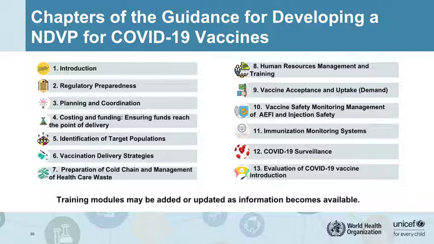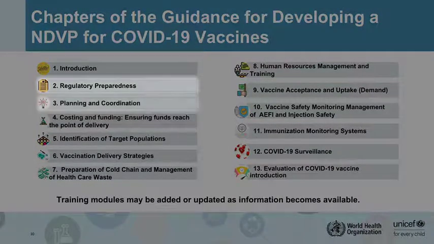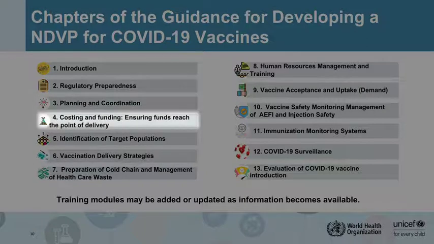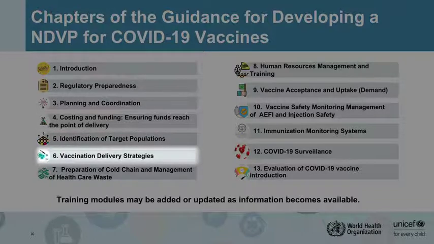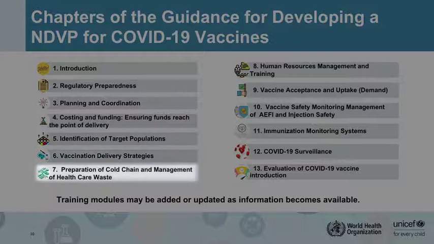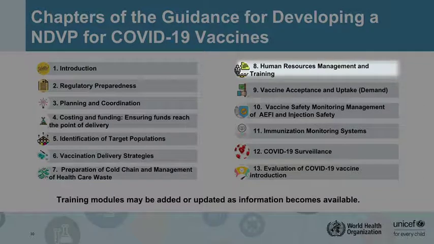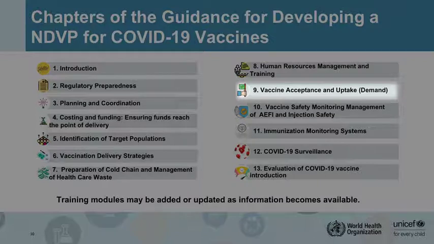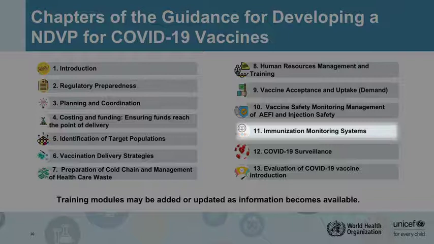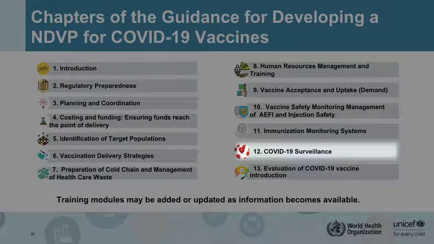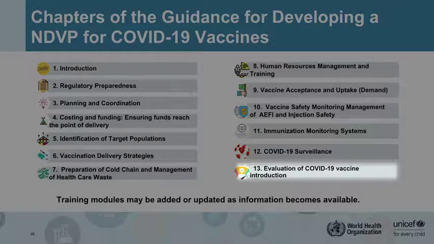The following technical chapters are available in the NDVP: Regulatory preparedness, planning and coordination, costing and funding, identification of target populations and the vaccination delivery strategies to reach them, preparation of cold chain and management of healthcare waste, human resources management and training, vaccine acceptance and uptake, vaccine safety monitoring, management of adverse events following immunization and injection safety, immunization monitoring systems, COVID-19 surveillance, and evaluation of COVID-19 vaccine post-introduction.